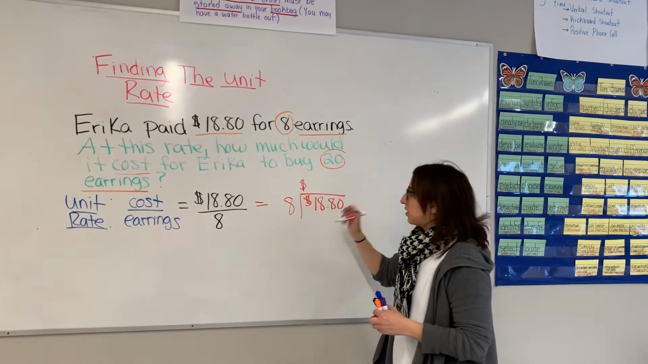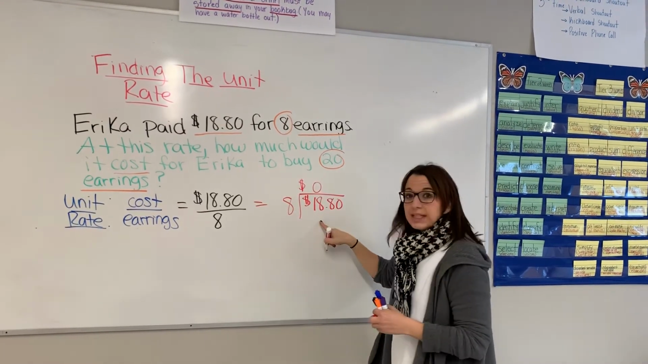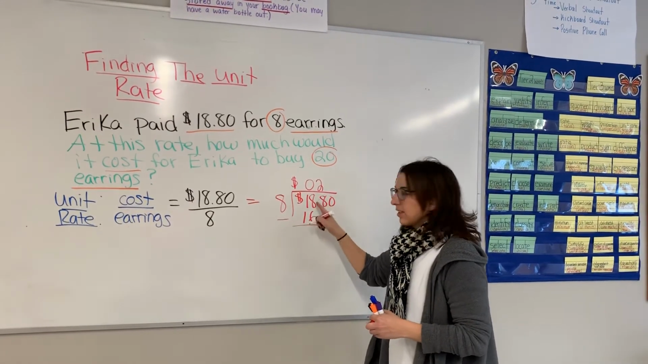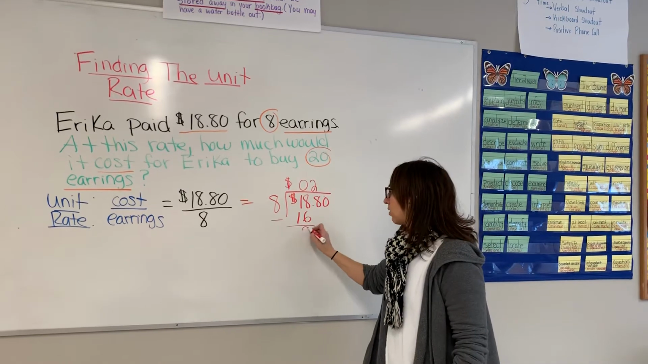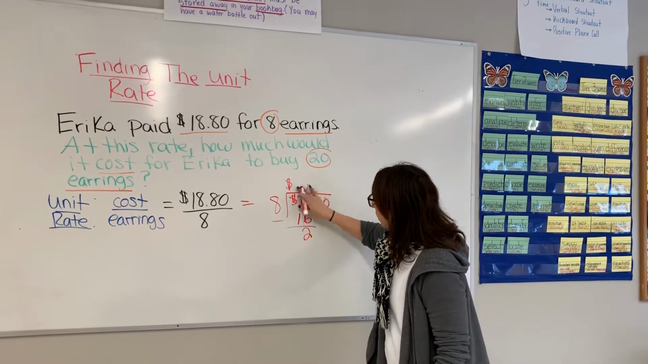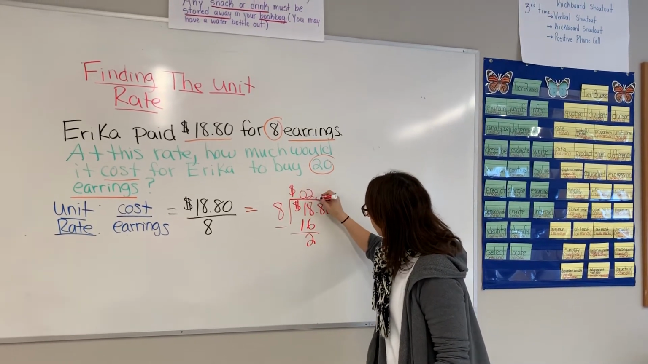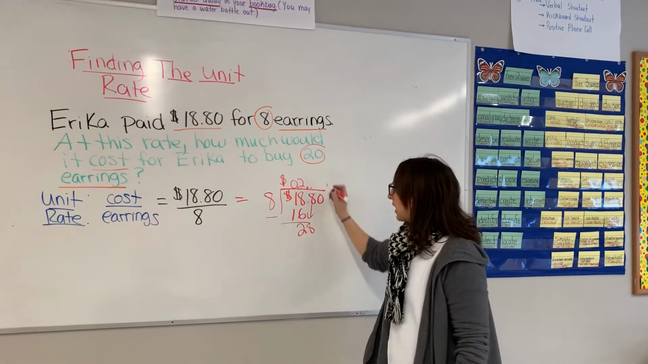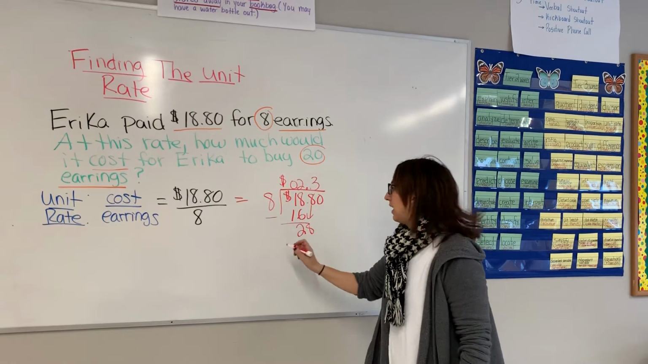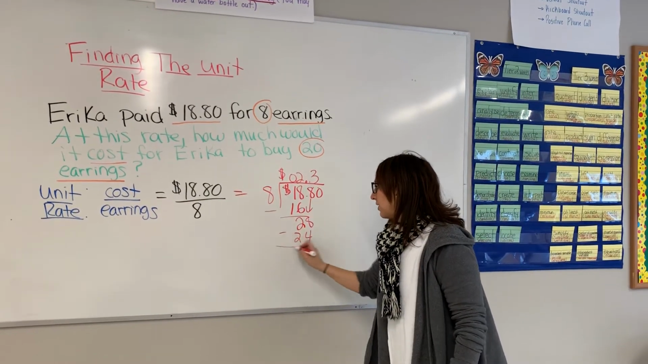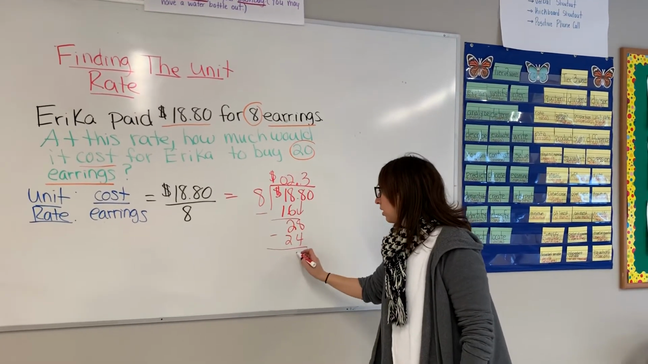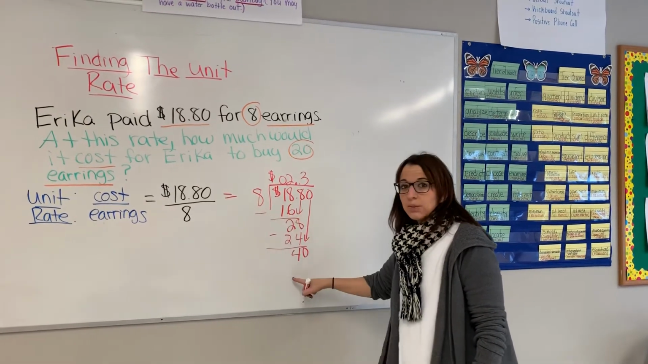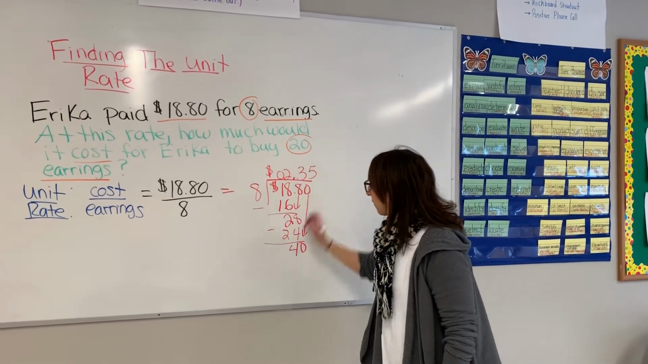8 does not go into 1, put a 0. Goes into 18 2 times. 2 times 8 is 16. I subtract 16 from 18, I arrive at 2. Let me just move this over. Bring up the decimal point, bring down the 8. 8 goes into 28 3 times because 3 times 8 is 24. I subtract 24 from 28, and I get 4. Bring down my 0. 8 times what is 40? 5.